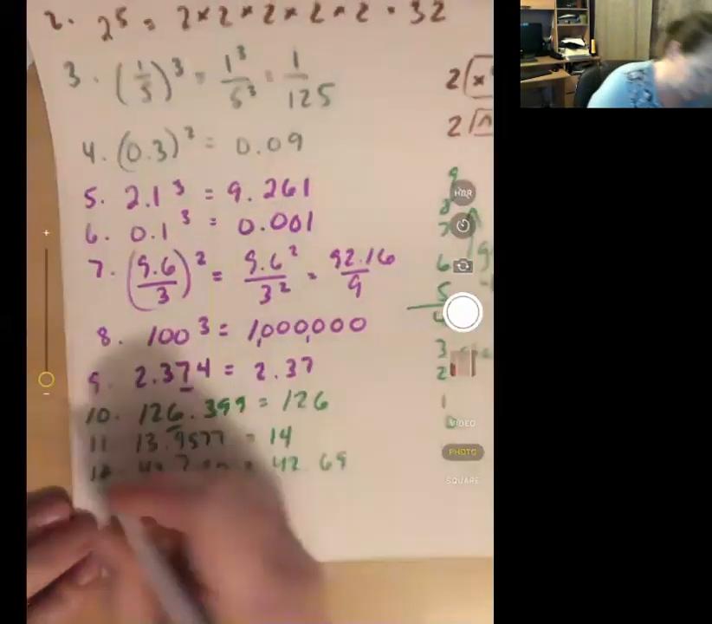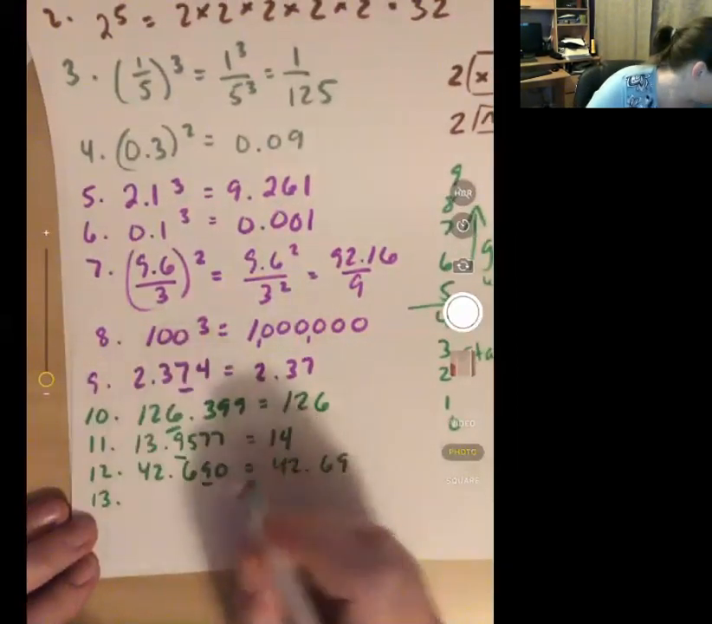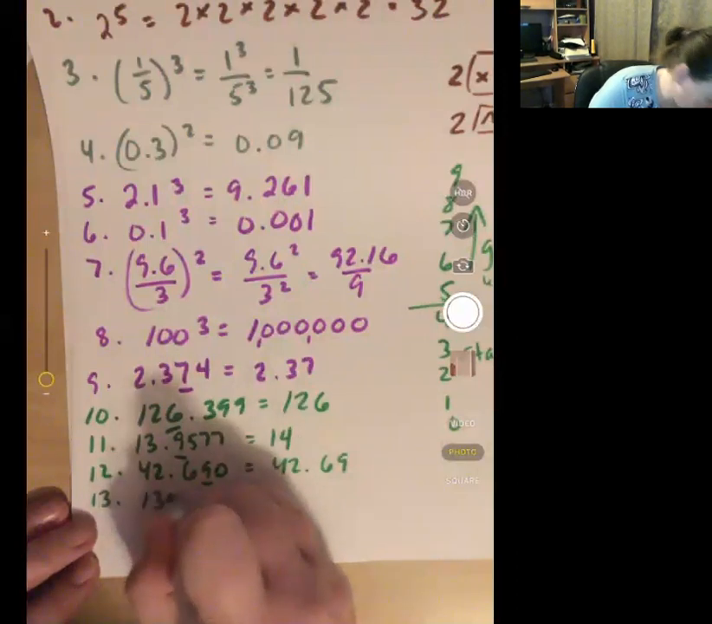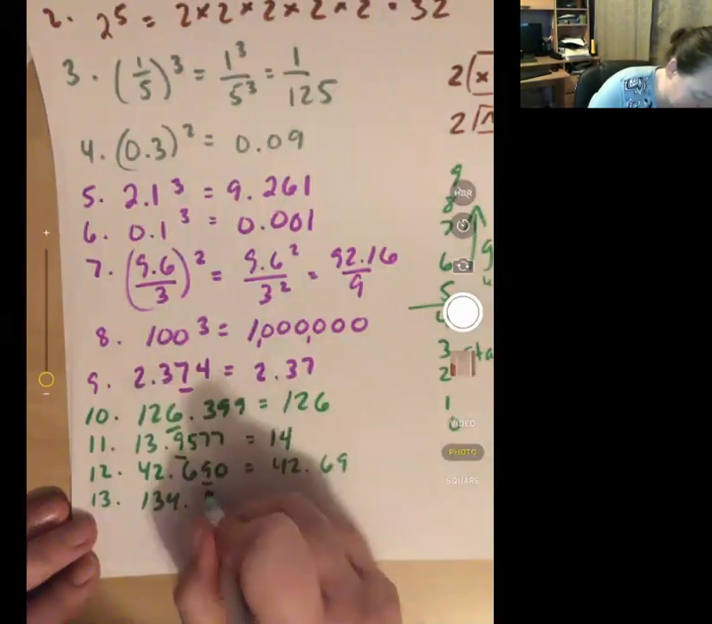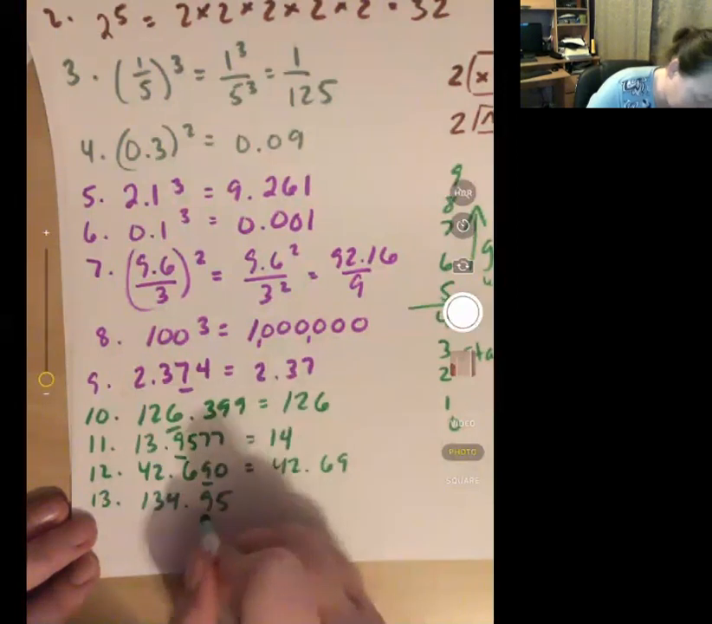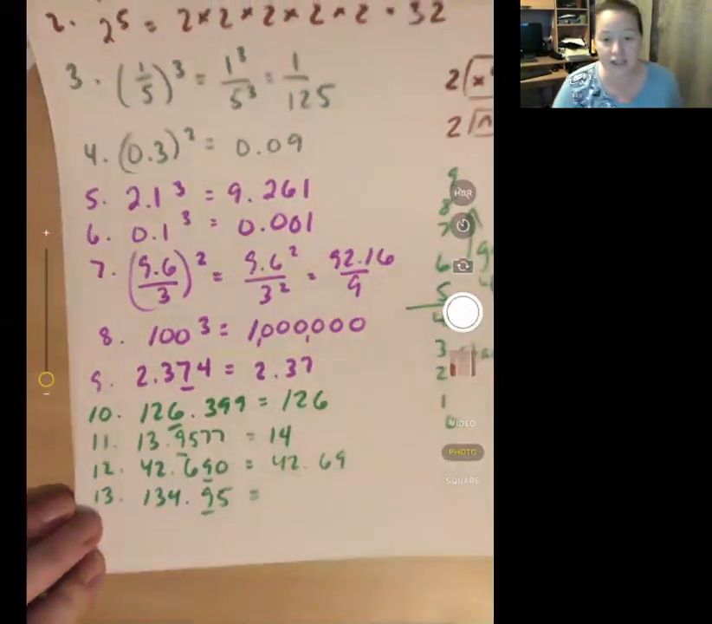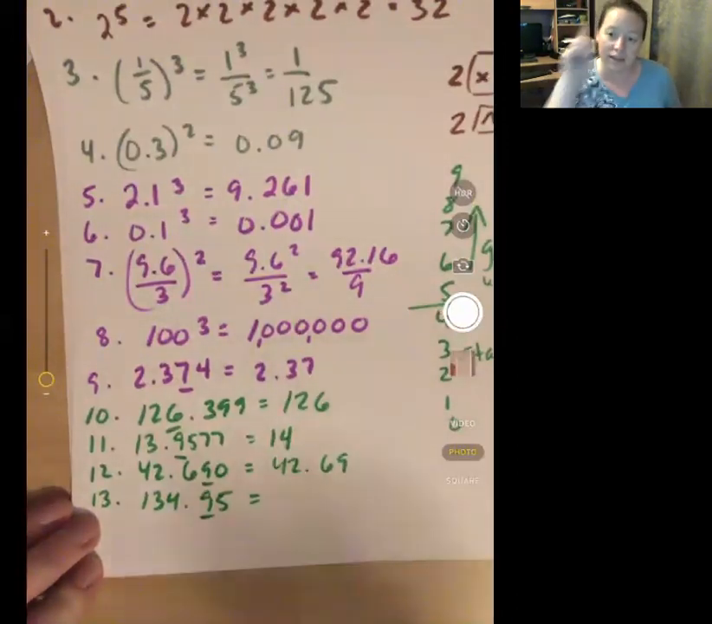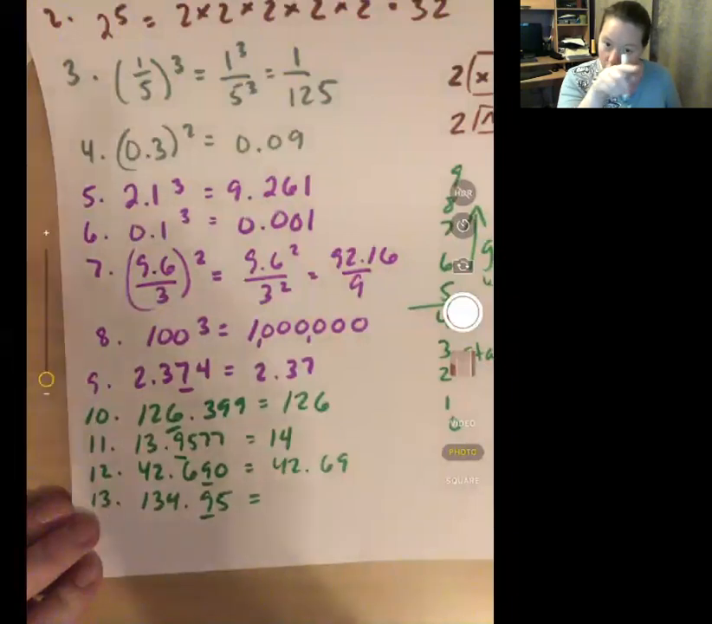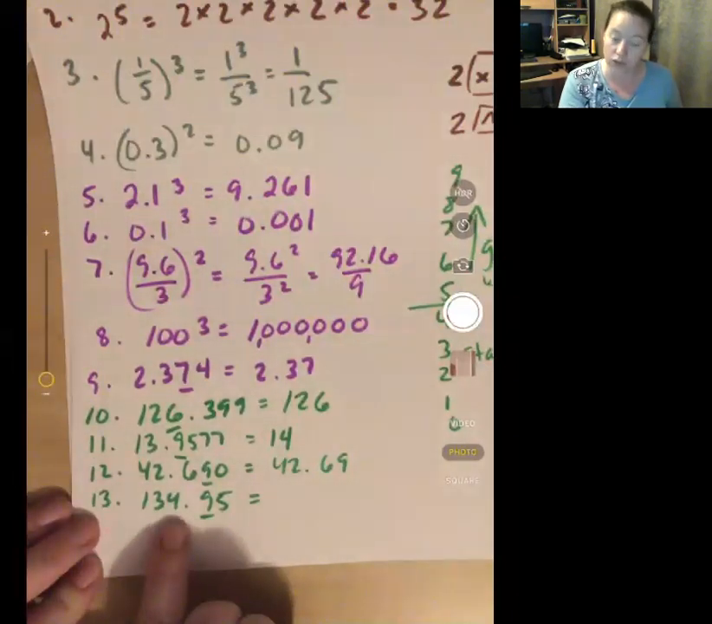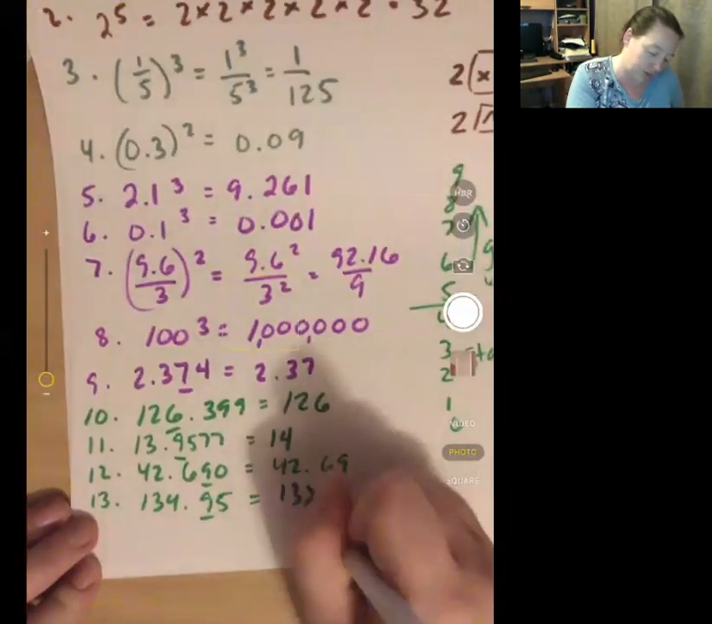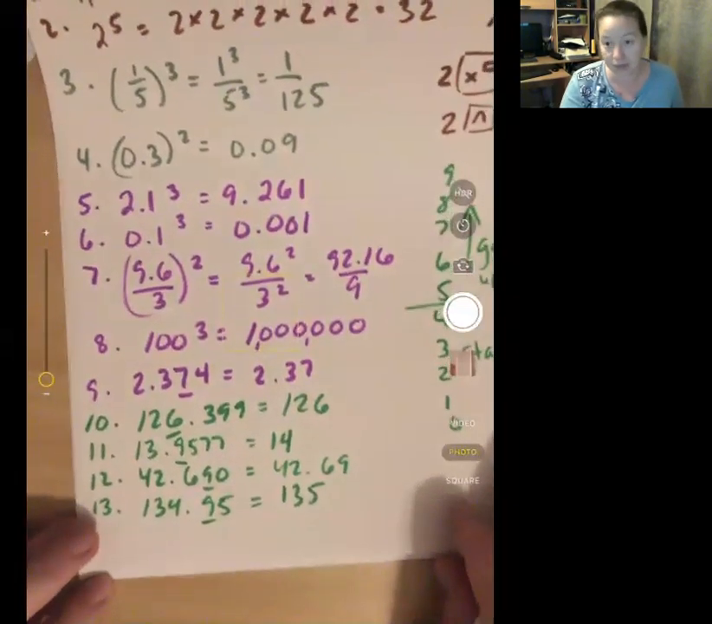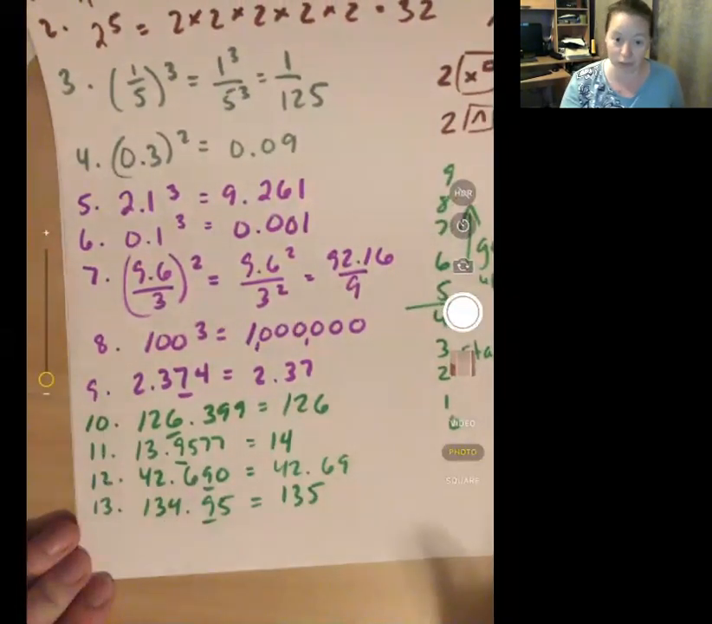Number 13. 134 and 95 hundredths to the 10th place. The 9 knocks on the 5's door. The 5 says go up. The 9 becomes a 10. The 0 stays there. The 1 goes over, adds itself to the 4, so it becomes 135. All right, everybody with me on how we're doing this?